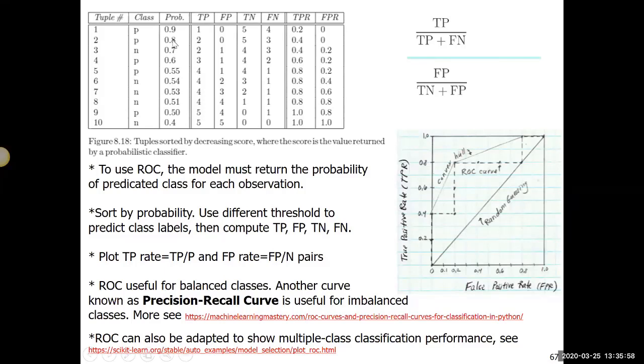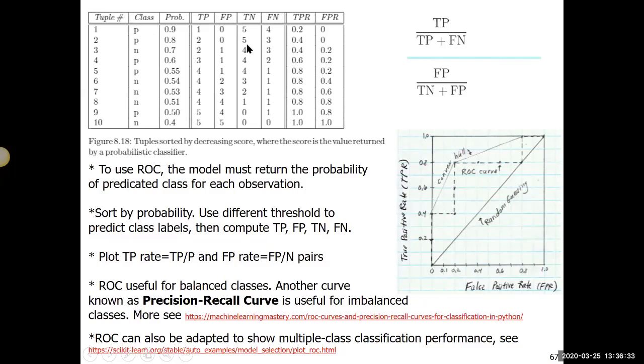So now we move down to 0.8. Here, if we use this as the threshold, then the first 2 instances are going to be predicted positive by our system, and all the rest are going to be negative. So in this case, we have 2 true positives. We predicted 2 positives, and both of them are true positives. We don't have any false positives, because we only predicted 2 positives, and they are all correct.